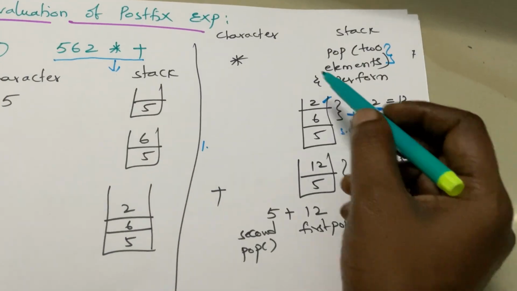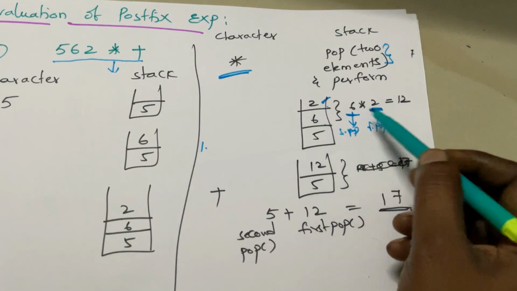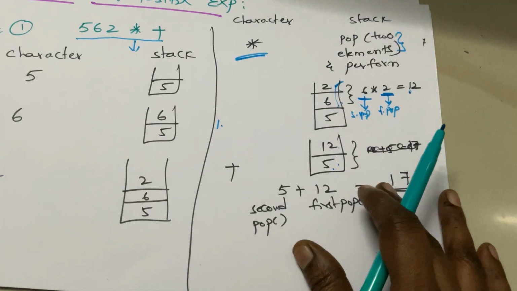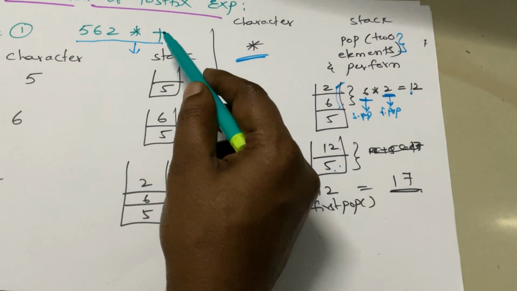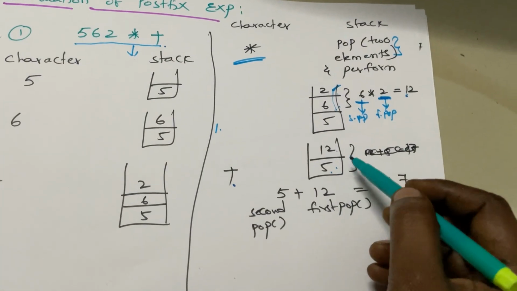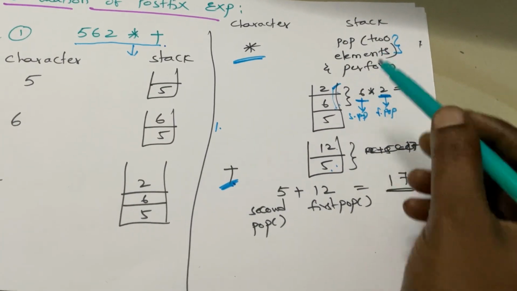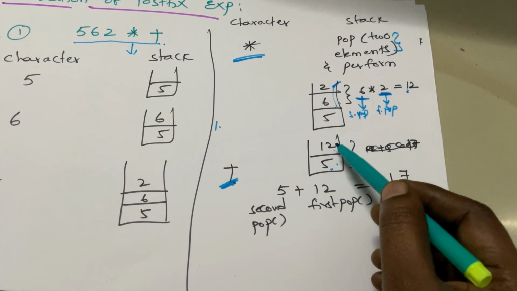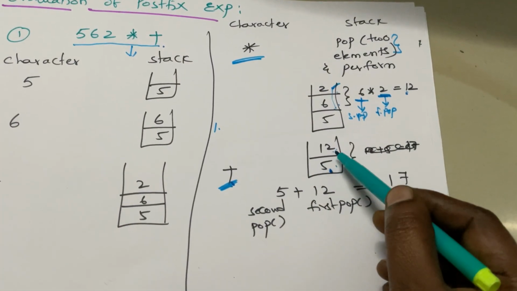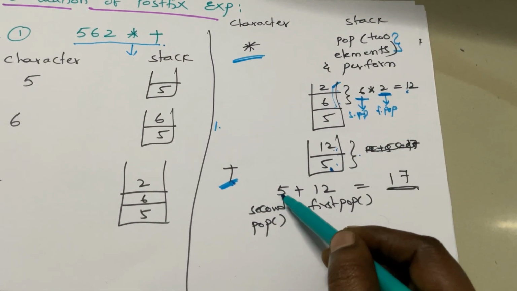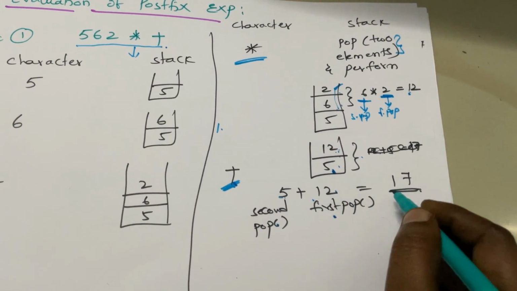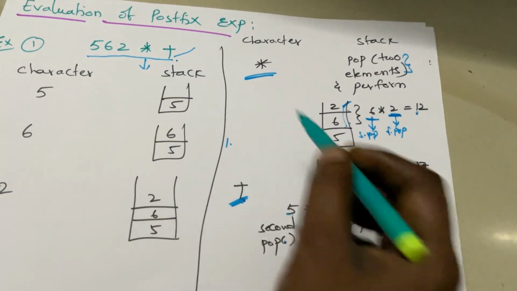So what operation do I have to perform? Multiplication. 6 into 2, it is 12. And push the result into the stack. That means 12 and 5. Now again, the next operator is what? From the postfix, it is plus. So I wrote here plus. Now again pop the elements. When you find an operator, pop the 2 elements. What are the 2 elements? 12 and 5. What operation do I have to perform? Plus, 12 plus 5. That means 5 is my second pop element, 12 is my first pop element. 5 plus 12 is 17. So the result of this is 17.